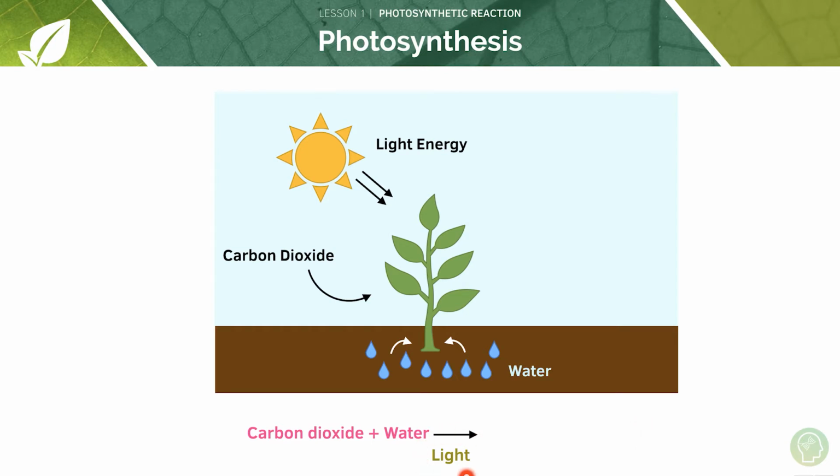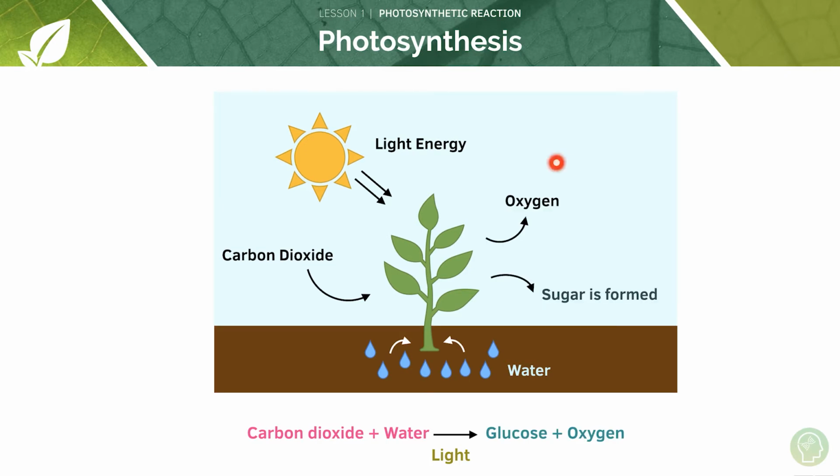And the reason why we put light here is because light isn't really something that you can add. It's something that contributes to the equation. So we have these two on the left-hand side. We have light that also contributes, and this goes through to form oxygen and glucose, or sugar. So this is your word equation that you have to commit to memory for photosynthesis. Carbon dioxide plus water goes to glucose plus oxygen. And this all happens under the circumstances of light.